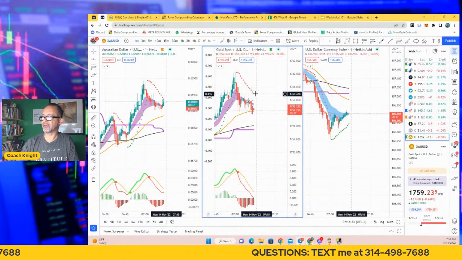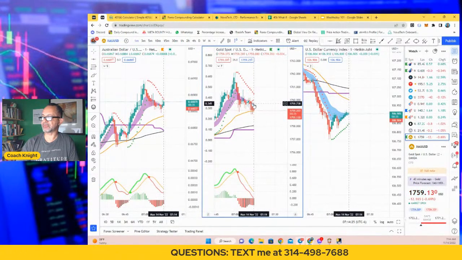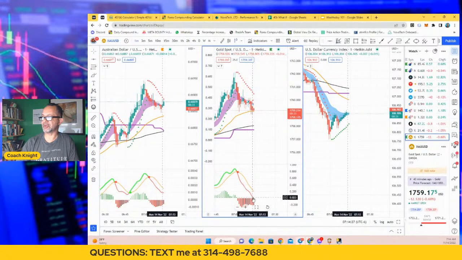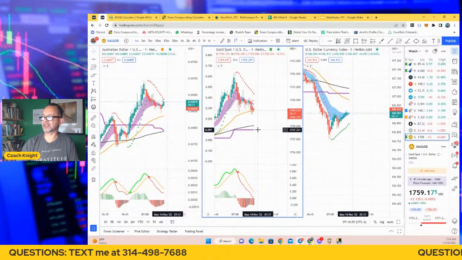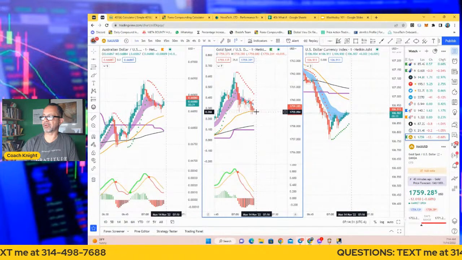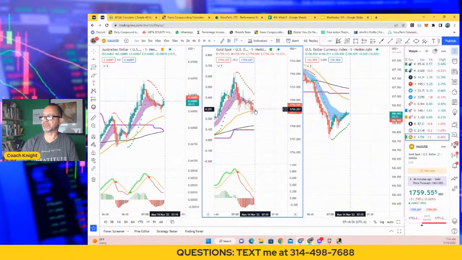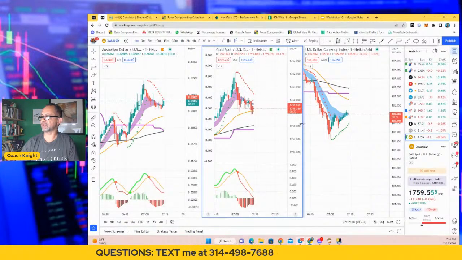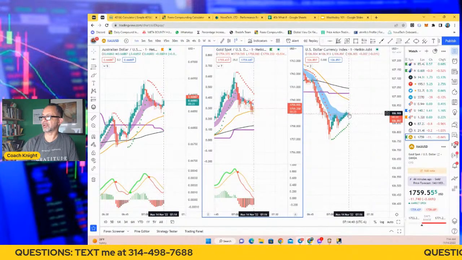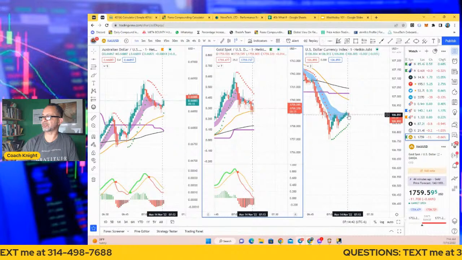Now I do have my red SAR. I do have some more sellers in the market. I'm at my zero line down here. My Oracle is still flat, and I haven't broken below this, but my Fibonacci candles are also getting smaller, which means this may trend and go this direction. Same thing on the US dollar. The US dollar is just really, really small.